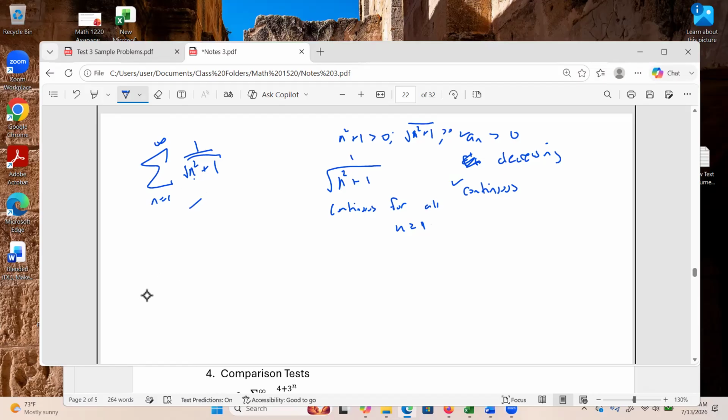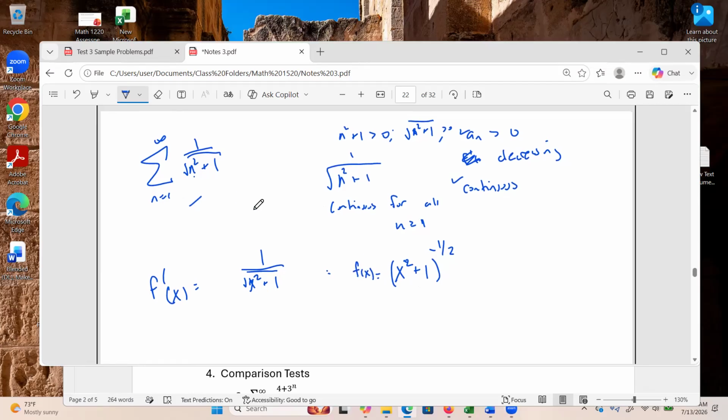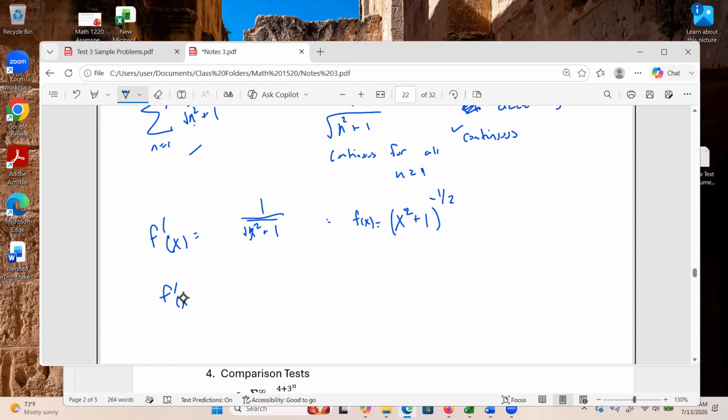Okay. Is it decreasing? So here is my f of x. We'll change our n's into x's so it's continuous for real, and that way we can actually take a derivative, because you can't take a derivative with discrete functions. You have to do continuous. So we'll change this to x squared plus one raised to the negative one half power, and that's our f of x. The first thing I'm going to do is take a derivative. So f prime of x is going to equal negative one half, x squared plus one raised to the negative three halves times my 2x, right? Because you have to do your chain rule.